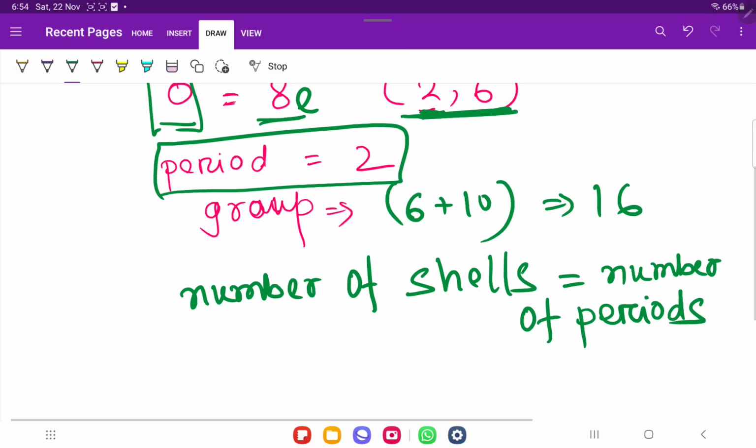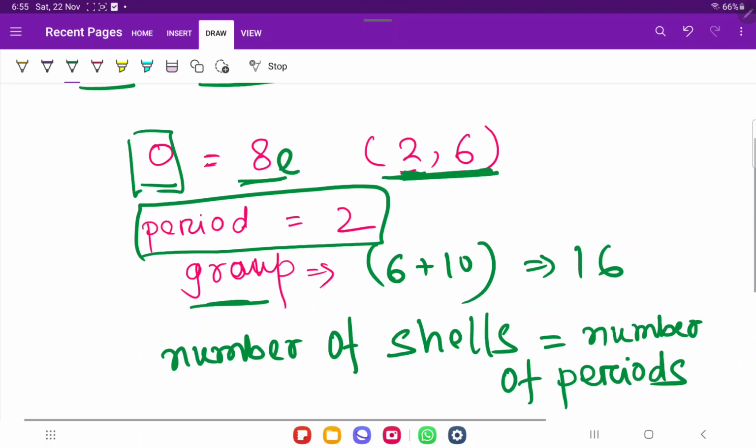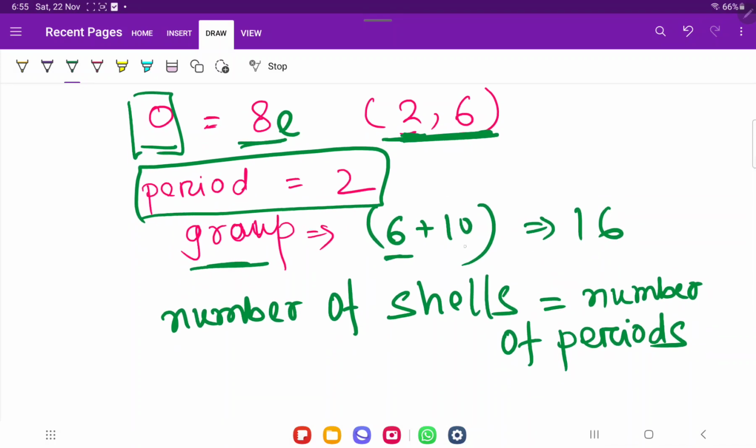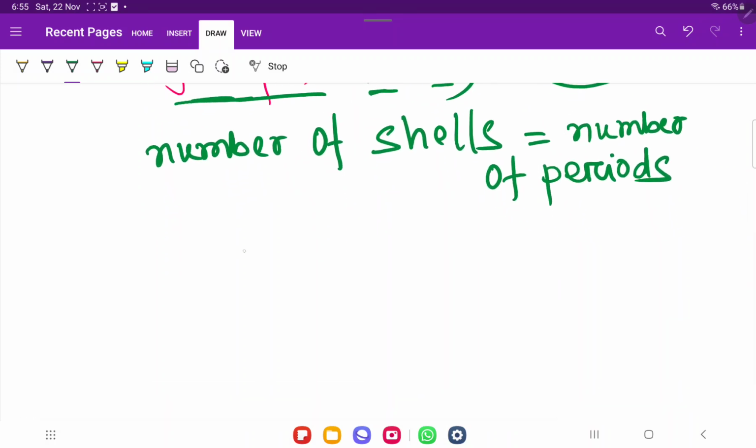Now, how will we get the number of the group? First we have to get the number of electrons in the outermost orbital. For oxygen it is 6, and we add 10 to it, which gives 16. So in the case of oxygen, the period will be 2 and the group will be 16. We'll see another example to understand clearly.